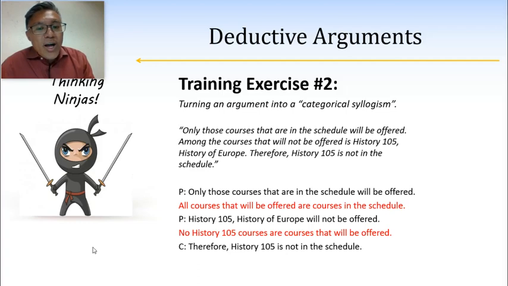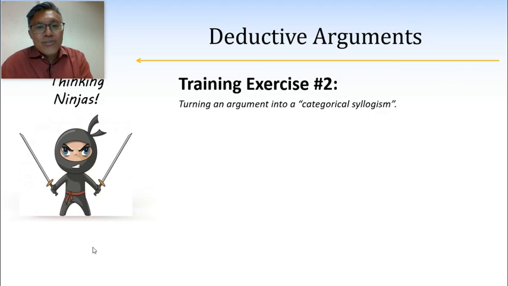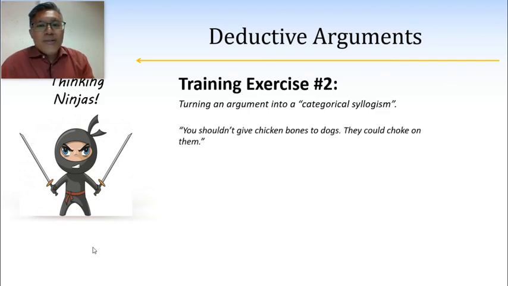Therefore, History 105 is not in the schedule. Okay, so hopefully you see the not and realize that it's an E claim. We're excluding a group. Well, which group are we excluding? We're excluding the 105 courses group. We're saying no 105 courses are courses in the schedule. Okay, hopefully that makes some sense on how we translated the original argument into a categorical syllogism. Let's try another one here.